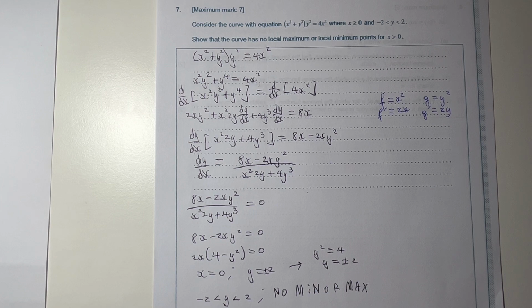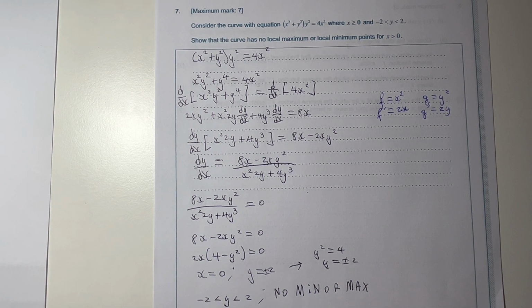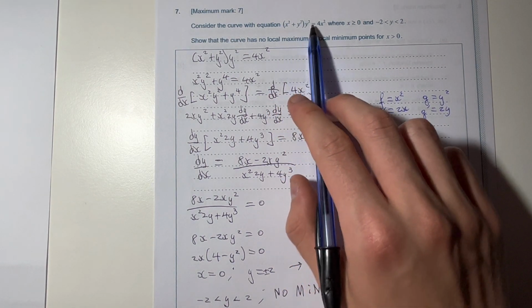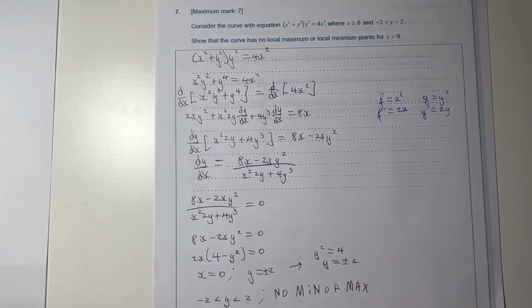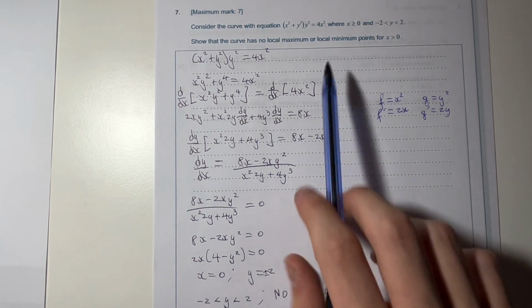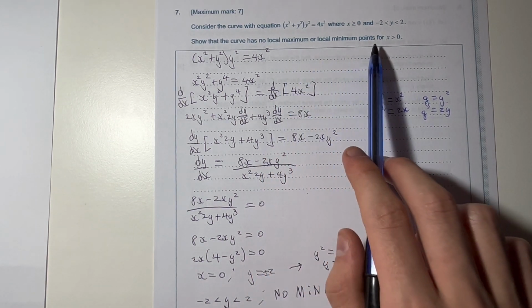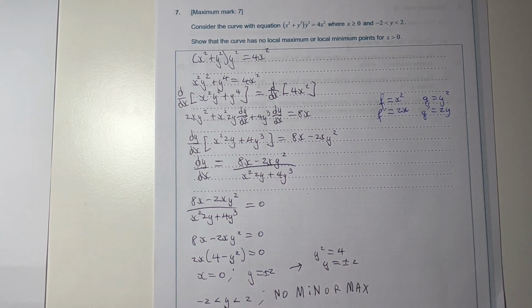Question 7. In this question, we are given a curve with equation x squared plus y squared times y squared is equal to 4x squared, and we are asked to show that the curve has no local maximum or local minimum points. With our knowledge of local maximum and local minimum points, to find those points, we need to find the first derivative and set it equal to 0.